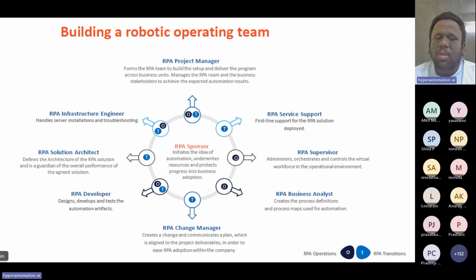So these were the different roles you can experience based on your skill set. And the role we are targeting here is nothing but the RPA developer role. Okay. Any doubts as of now?